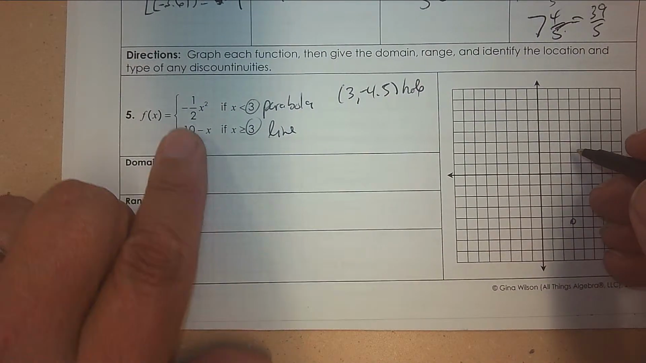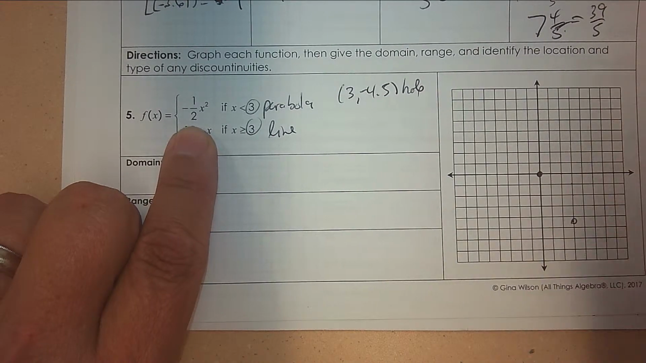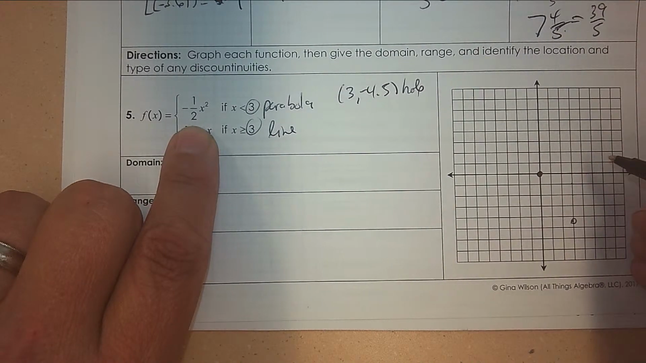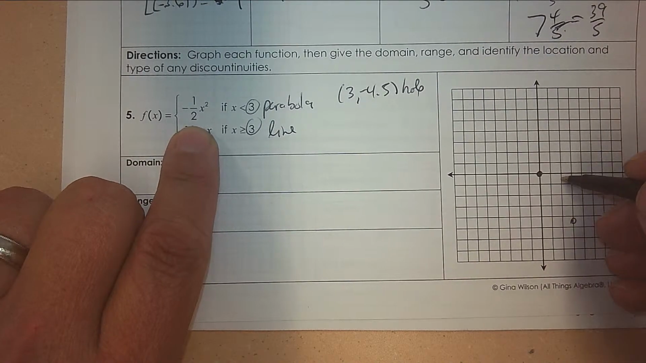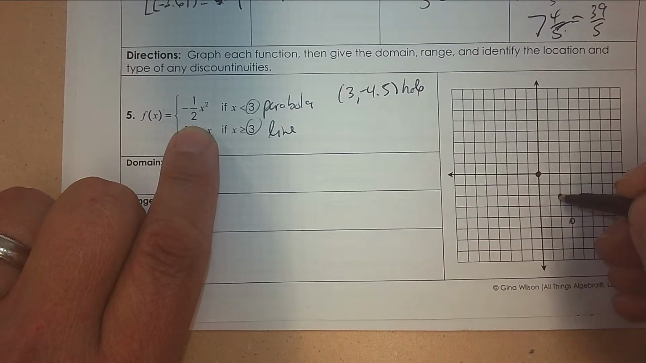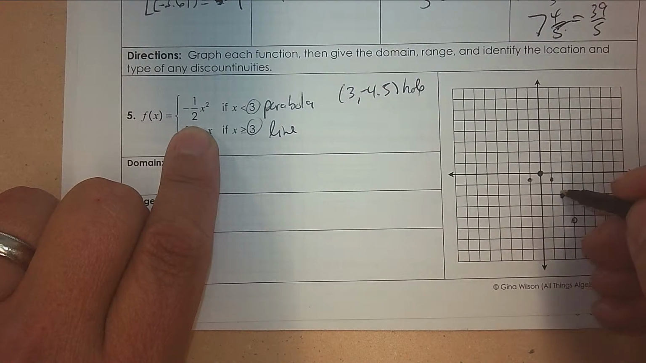I know that the vertex is at 0, 0. So it'd be helpful to at least find a couple other points that are there. So if I plug in 2, I get the answer -2. If I plug in 1, I get -0.5, and then I can reflect over to get more points.